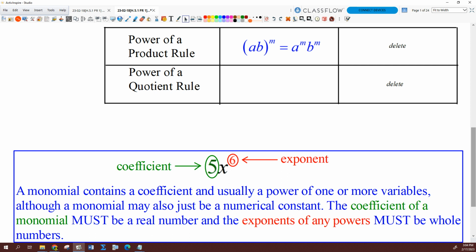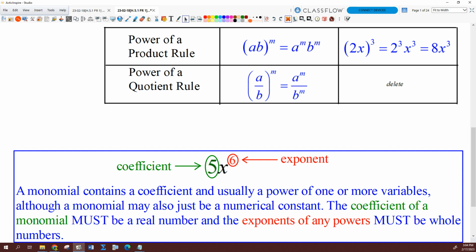Effectively, what it means is when I'm multiplying stuff inside a quantity, I can distribute any exponents, right? So this would turn into a to the m times b to the m. So for example, if I took the quantity 2x cubed, I would have to cube the 2 and get 8, and then cube the x and get x cubed. So I end up with 8x cubed.